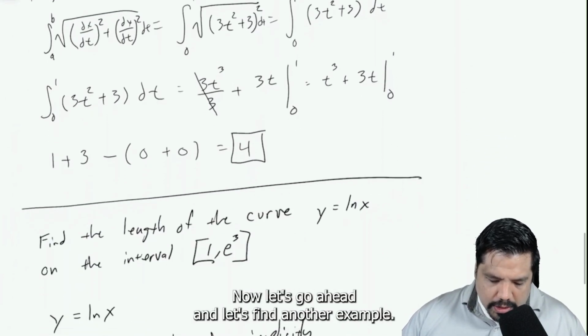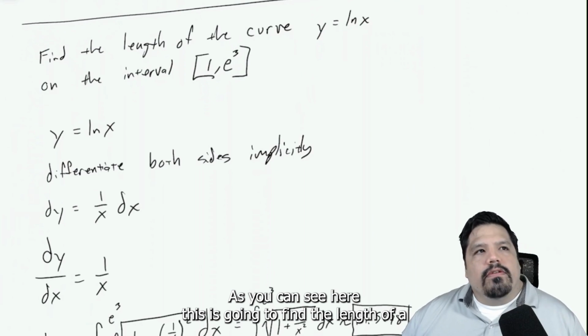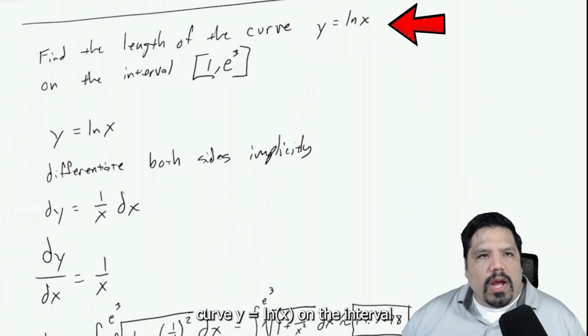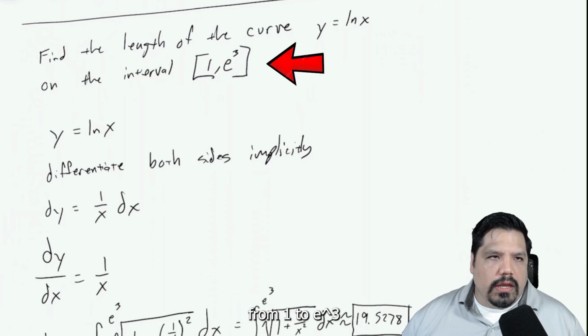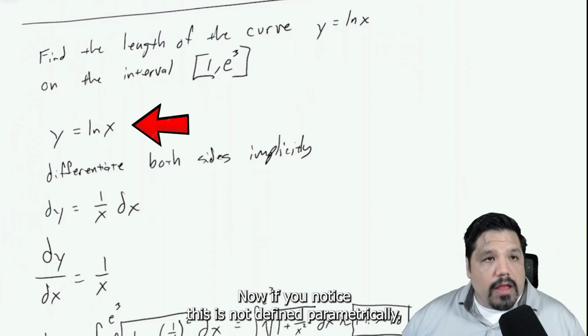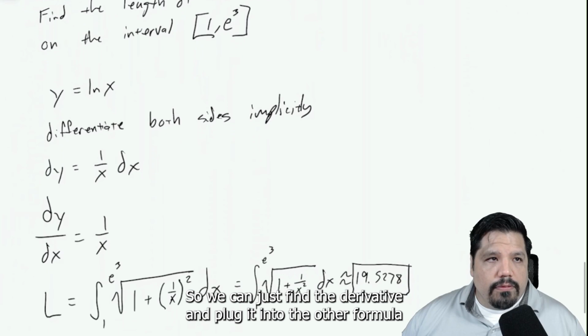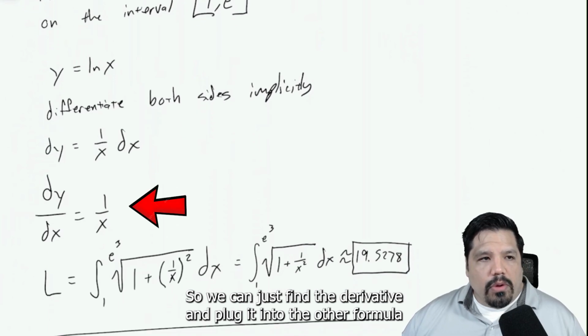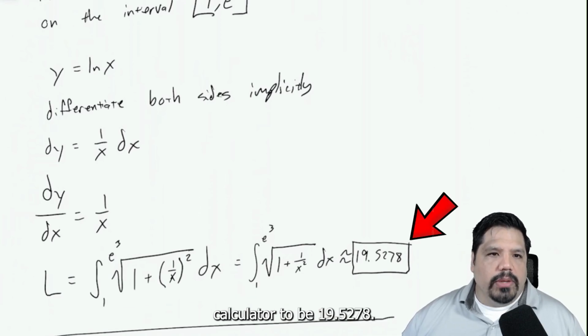Now let's find another example. As you can see here, this is going to find the length of the curve y equals ln of x on the interval from 1 to e cubed. If you notice, this is not defined parametrically, so we can just find the derivative and plug it into the other formula that we have. And when we do that, we can get an answer in our calculator of 19.5278.